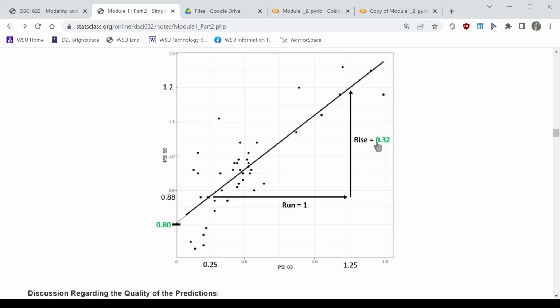The slope here, the 0.32, is just that increase in the PSI90 score that I can expect for Hospital B over Hospital A. So this is how much the Y is going to increase for each 1 unit increase in the predictor variable.